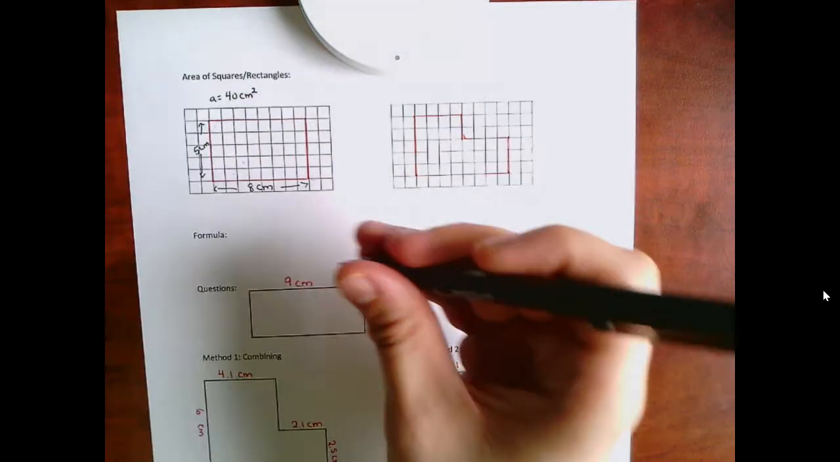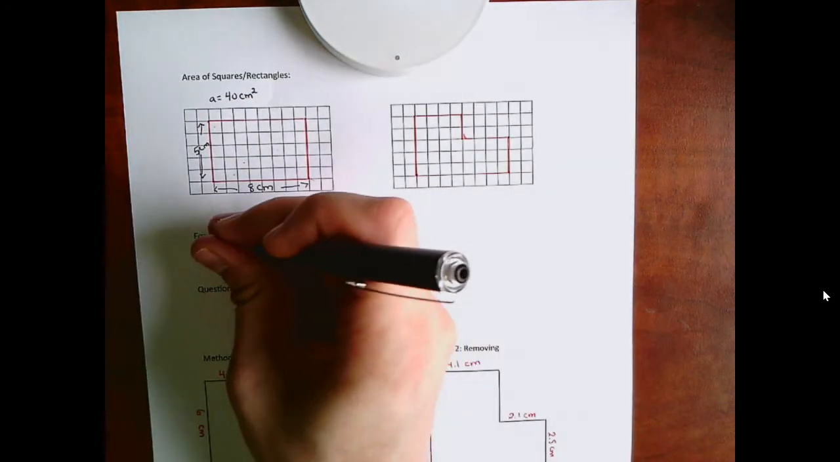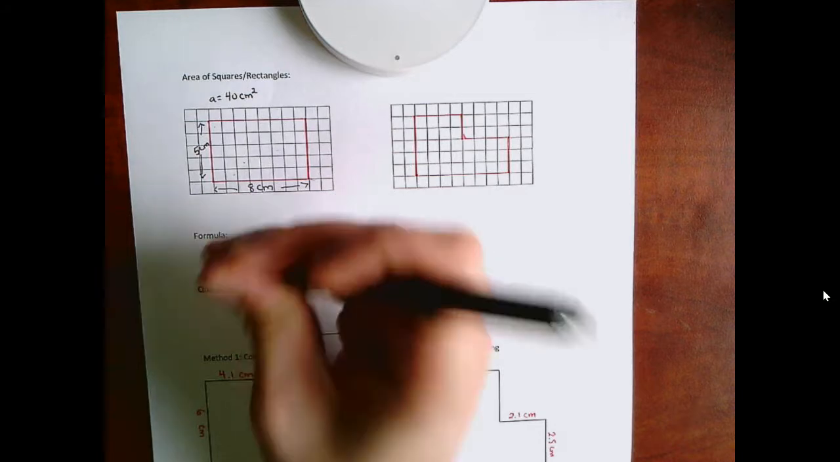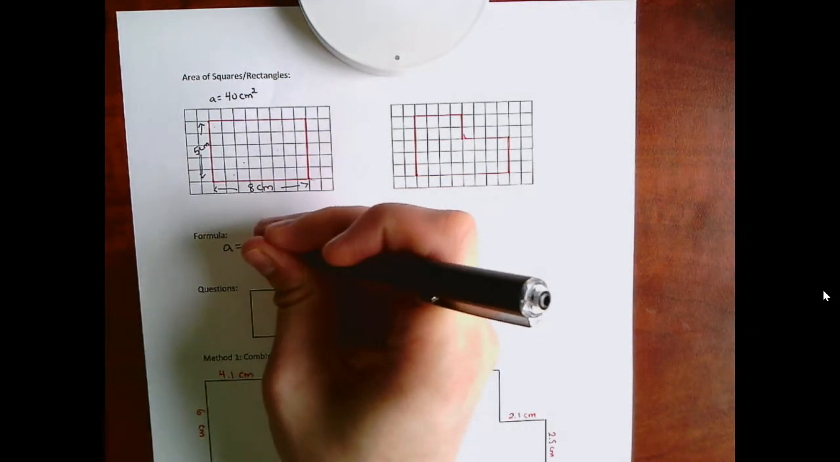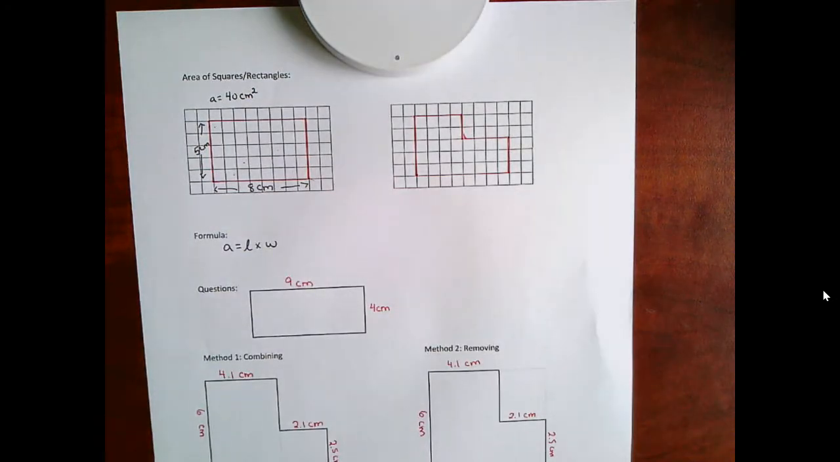So we can create a formula based on this, and we can say that the area of a rectangle is equal to the length times the width. Now, a lot of students will ask, well, which one's the length and width? In reality, it doesn't matter. When we're dealing with rectangles, it doesn't matter which order you multiply the numbers in. With any multiplication problem, it doesn't actually matter.